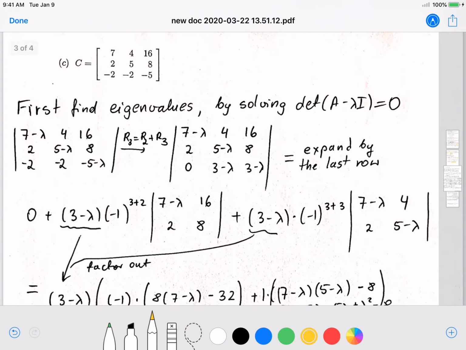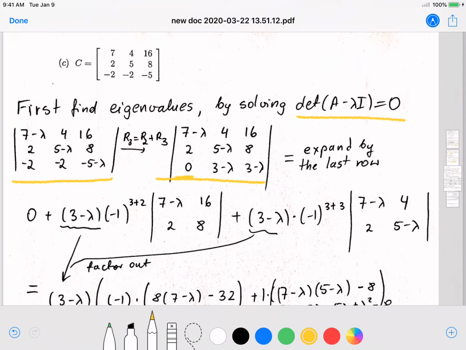Number 3, the same way, we're finding first eigenvalues by solving this equation. So subtract lambda, this is the determinant we need to find. Add the rows, try to reduce as much as possible. Then we would expand by the last row.